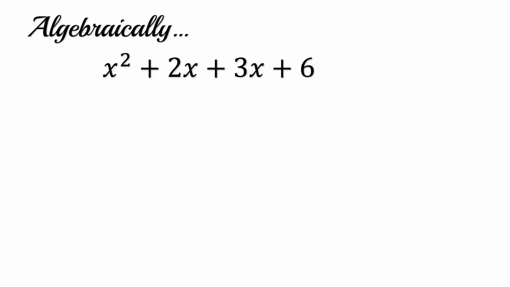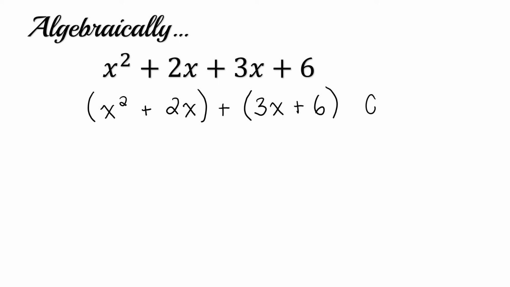Now let's look at factoring algebraically. Since we cannot see the rows and columns when looking at our expression this way, what we like to do is group terms together. So we'll group the first two terms together, so that's the x squared plus 2x using parentheses, and then we'll group the second two terms together using parentheses, so that's the 3x plus 6. This process is called grouping.